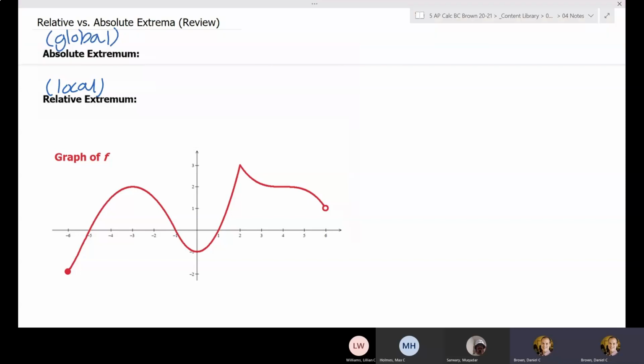I don't like overcomplicating these definitions. Look in a textbook, they usually have a pretty complicated definition for defining absolute and relative extrema. I just think of it as absolute extrema are the highest or lowest points on the graph, whereas a local or relative extrema is just a high or low point on the graph.